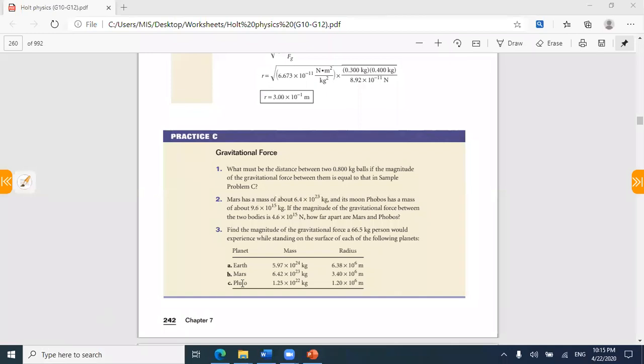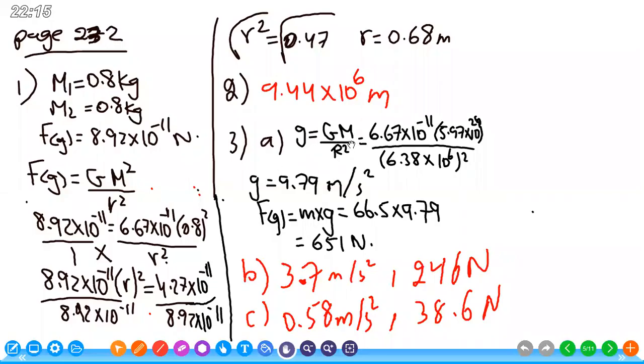What was it? Mars and Pluto, the same thing. Small g first. Okay, this equation, and then multiply it by the mass. So this is the gravity of Mars, which is about 1/3 that of the Earth. And here is the force of gravity. And here is the gravity of Pluto, which is very small compared to that of the Earth. And here the weight of the person on Pluto.